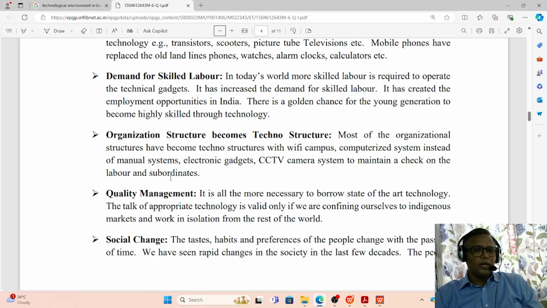Further is quality management. It is all the more necessary to borrow state-of-the-art technology. The talk of appropriate technology is valid only if we are confining ourselves to the indigenous market and working in isolation from the rest of the world.